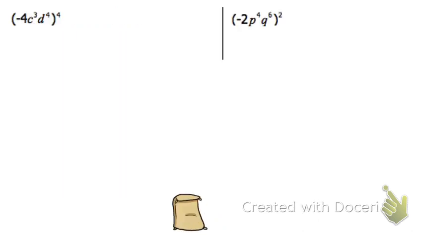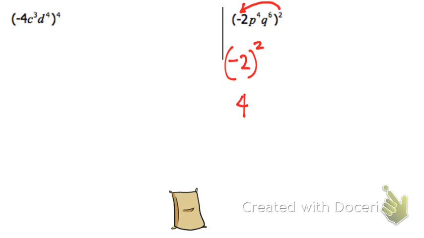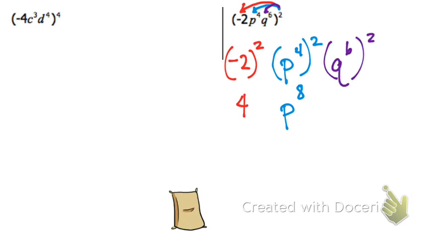This one, we have some negative numbers. So just to be clear, this is saying -2 squared. I put that in parentheses because you want to make sure that you're taking -2 times -2, which is 4. And then I have p to the 4th squared, which is p to the 4 times 2, which is 8. And then I have q to the 6th squared, which is 6 times 2, which is 12.